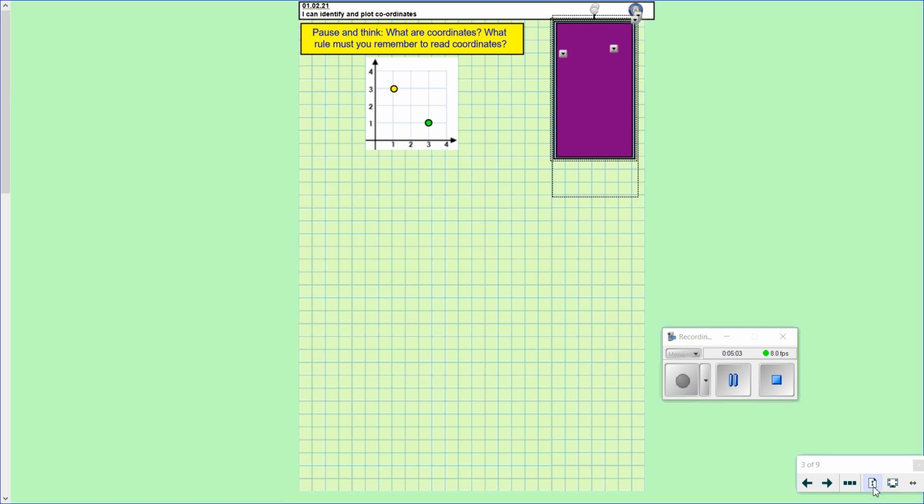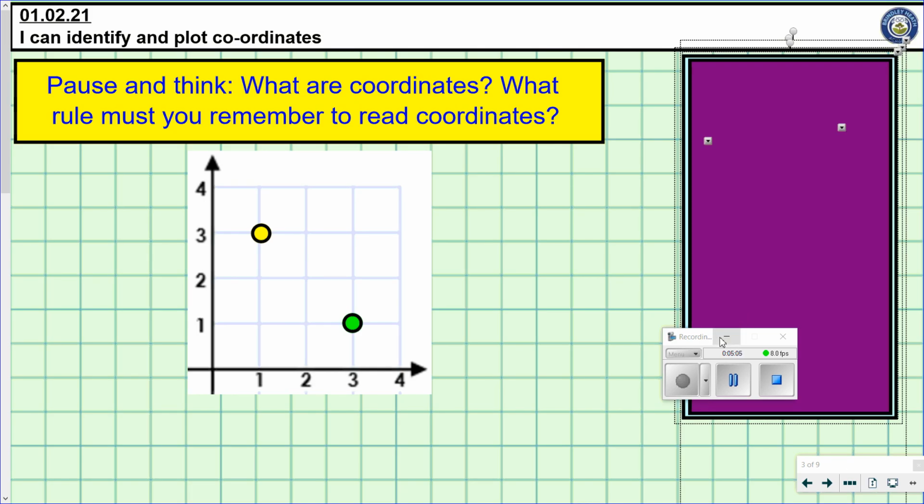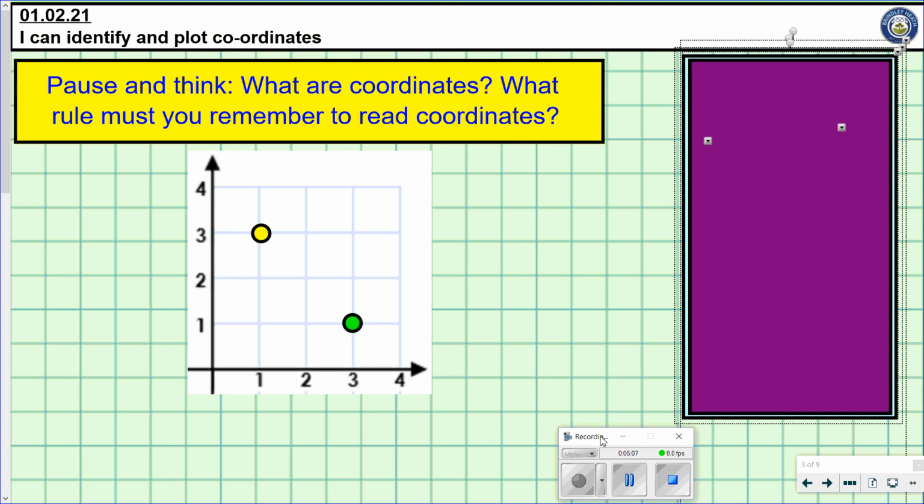Okay, and we are now going into the main part of our lesson. As I mentioned at the beginning of the video, we are going to be looking at coordinates this week. So today, our learning objective is: I can identify and plot coordinates. First of all, I want you to pause the video and think, what are coordinates? What rule must you remember in order to read coordinates? So pause the video and think about that question for me.